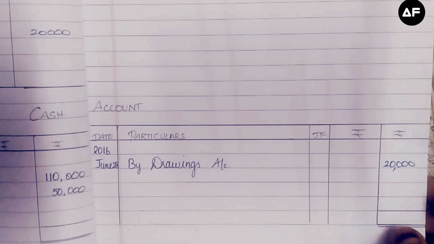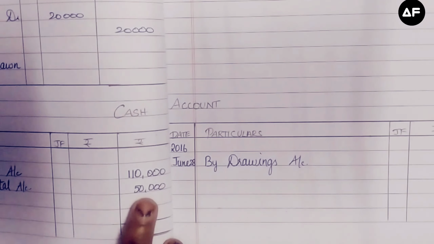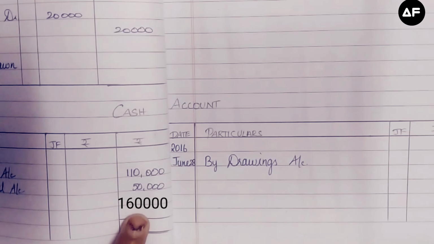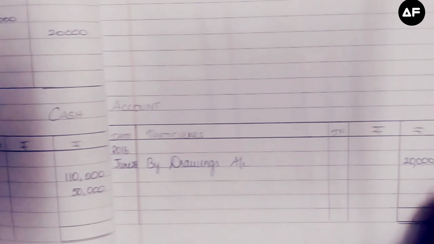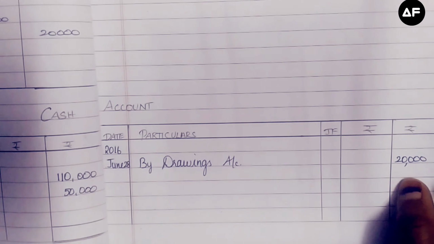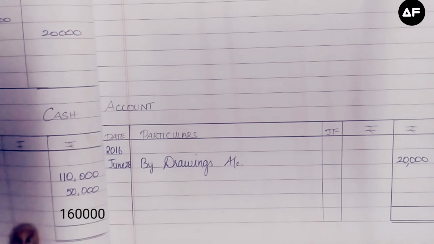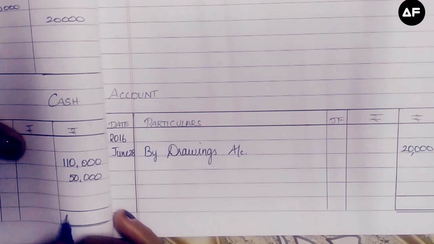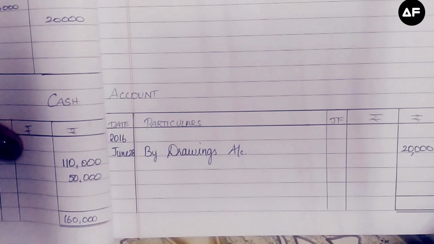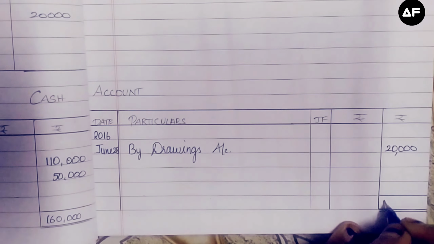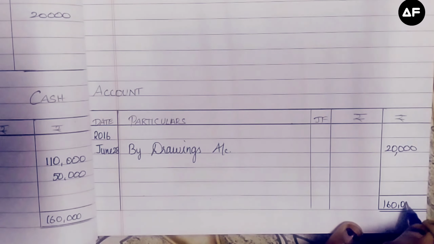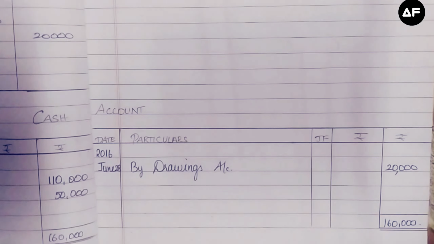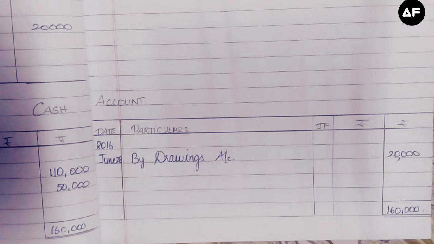Now let's total it up. My debit side total is 1,60,000 and my credit side total is only 20,000. Therefore my debit side is greater. So take the greatest total and write it as the grand total on both the sides. 1,60,000 and in the same line 1,60,000. Now move to the credit side, which is the lesser side, and you're going to get the balance.